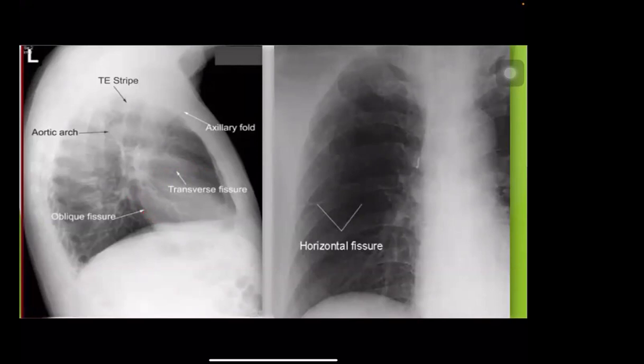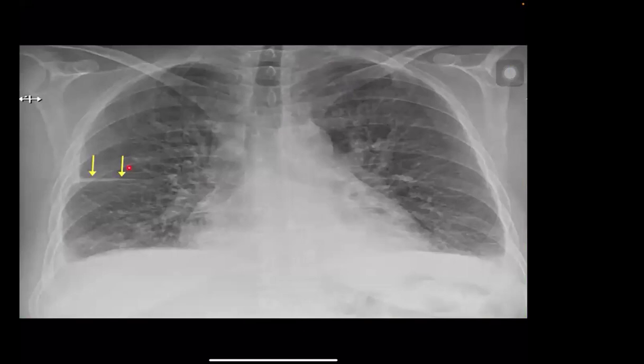This is another picture. This faint line represents the horizontal fissure. This one is more obvious, but this is in a patient with heart failure, so the horizontal fissure is filled with fluid and becomes more obvious.